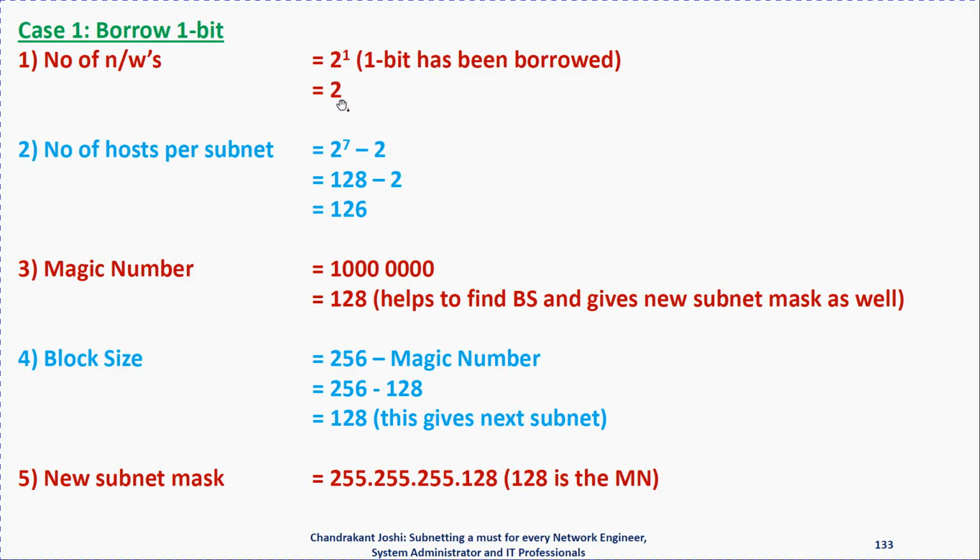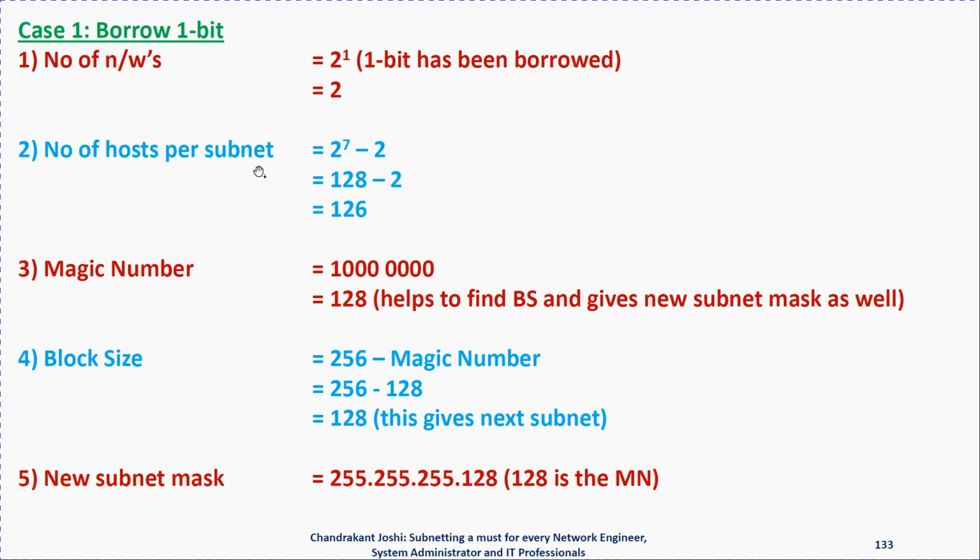If you remember, in the default there is only one subnet, because in the default no bits have been borrowed. So it would be 2 power 0. 2 power 0 is 1. That is why the default subnet has got only one subnet or one network.